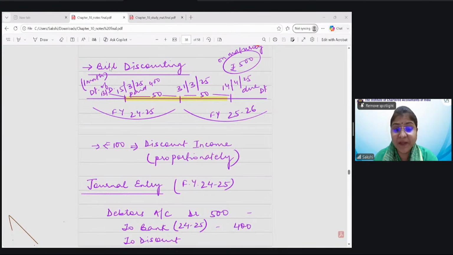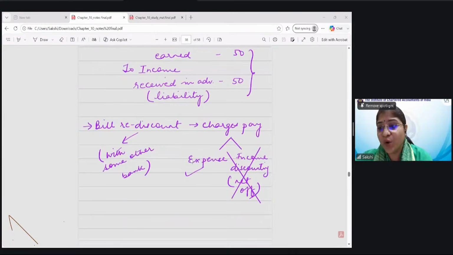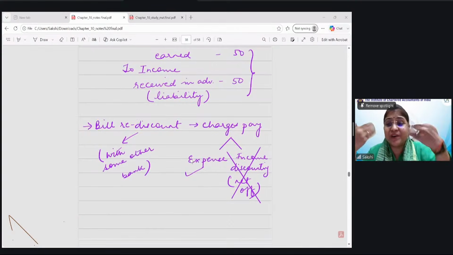Okay. Now coming to rediscounting. What do you mean by rediscounting? When the bank goes to another bank to discount it. That discounted bill, now the bank wants money. So it goes to some other bank to again discount it, to rediscount it. That is called rediscounting. Now what happens is the bank has to pay some charges. It is an expense of the bank. The bank has to give some charges for rediscounting the bill.